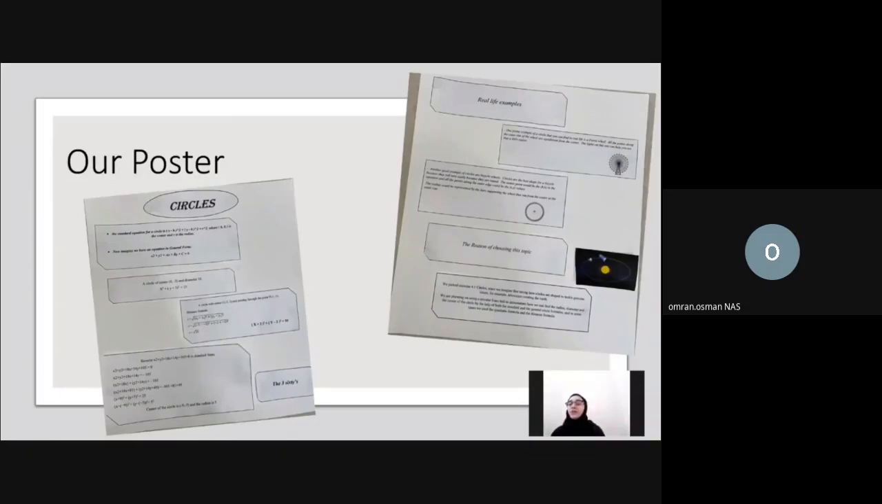In the poster we were assigned to make, we included the two main formulas of the circle, which are the standard and the general, as well as examples for both of them, as well as real-life examples and the reason for choosing this topic.